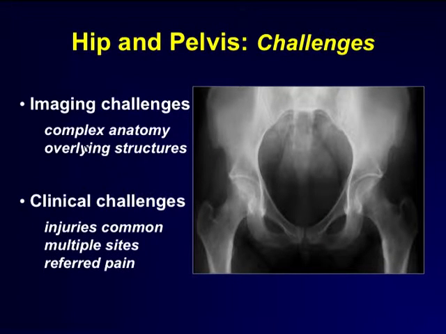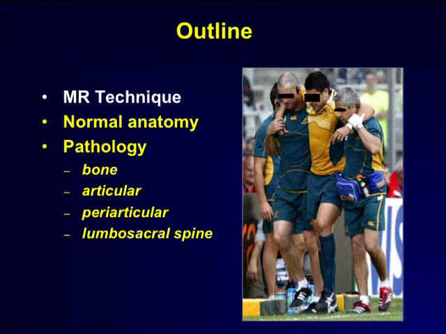But if we look at this, there are a lot of imaging challenges because of the complex three-dimensional anatomy, and we know on radiographs we can miss fractures within the pelvis. And there are also clinical challenges because it's an area of common injury, but there are multiple sites in close proximity and also distant things that can refer pain to the hip. So what we're going to do is look briefly at the normal anatomy and then look at the various types of injury sites that can refer pain to the hip.